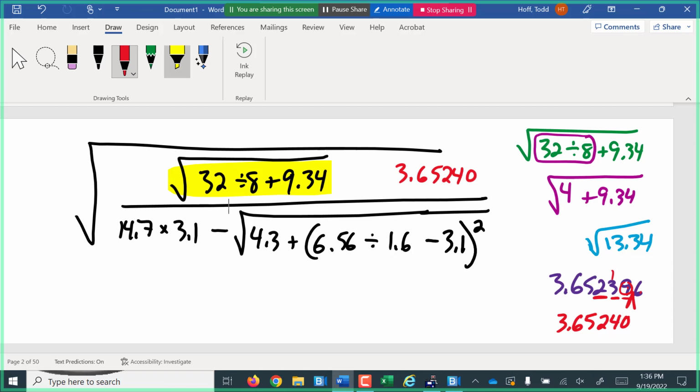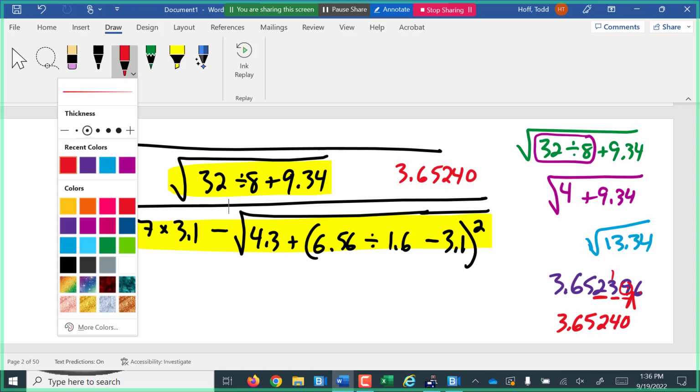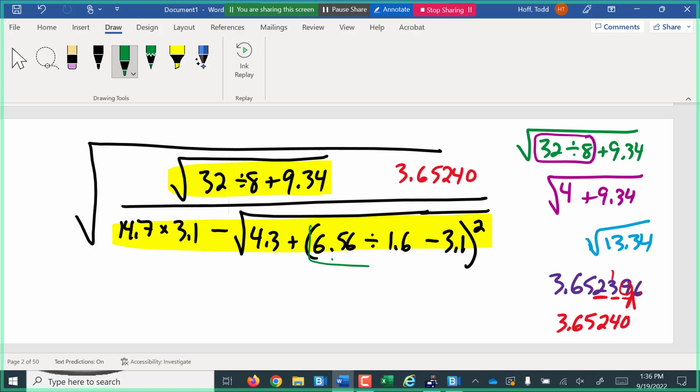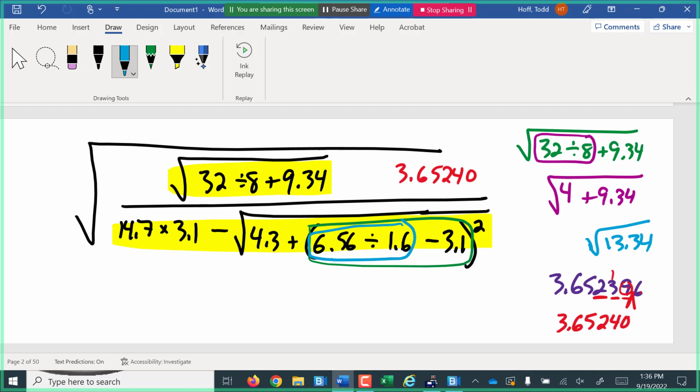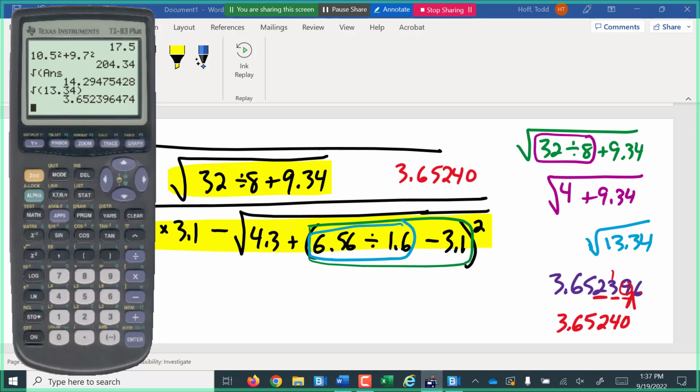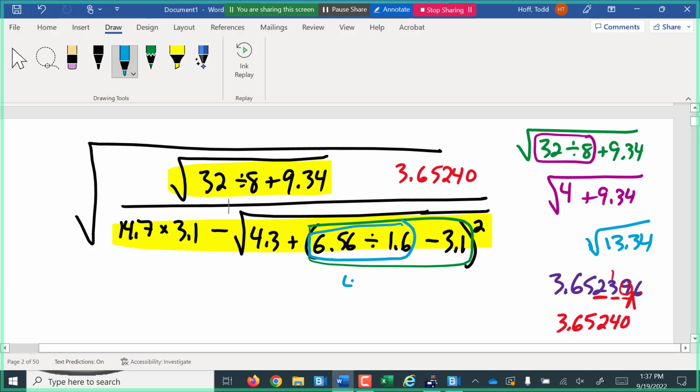So now let's look at the bottom. Down here. And of course, we have the enclosing symbol with the root there as well. So we're going to have to start inside there. What do we do first inside that root? Well, we see parentheses, so we have to go in there. What's first inside the parentheses? Division, 6.56 divided by 1.6. It's 4.1. Perfect.